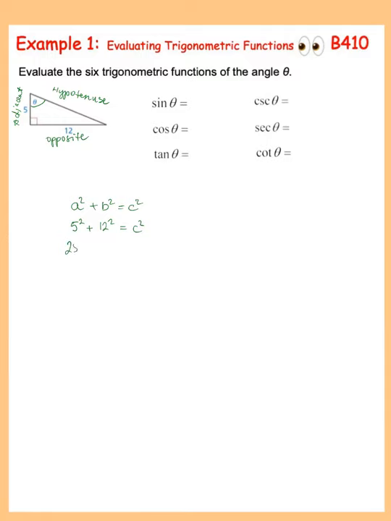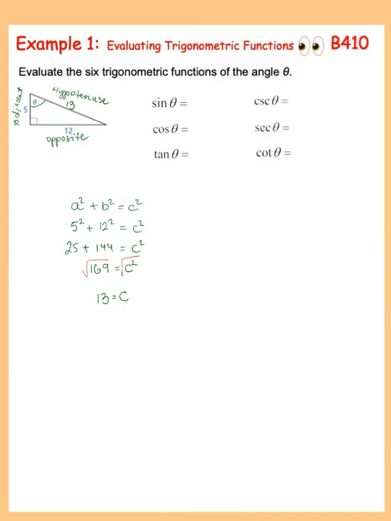So 25 plus 144 will equal C squared. That means C squared will equal 169. And now I need to take the square root of both sides. And finally, I arrive at an answer for C, which is the length of 13 units. So now I can label my hypotenuse as the length of 13 units.